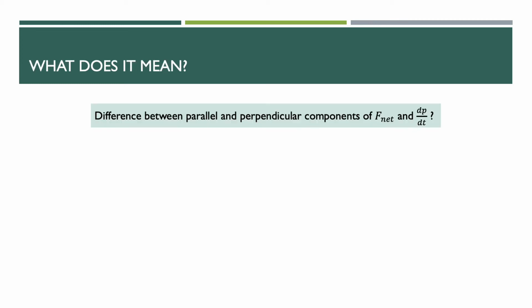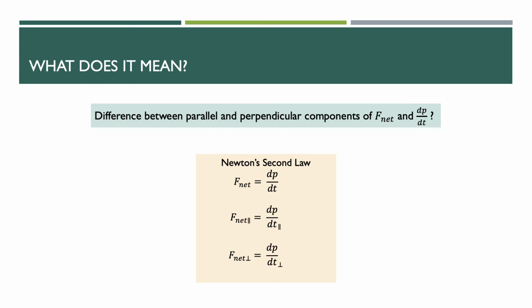The "what does it mean" question asks to discuss the differences between the parallel and perpendicular components of the net force with those of the rate of change of momentum. By Newton's second law, there are no differences between these components. The parallel component of the net force is equal to the parallel component of the rate of change of momentum, and the perpendicular component of the net force is equal to the perpendicular component of the rate of change of momentum.